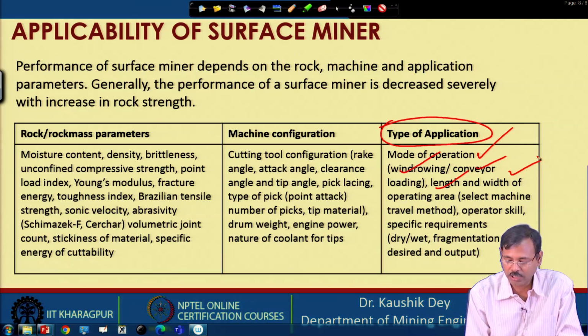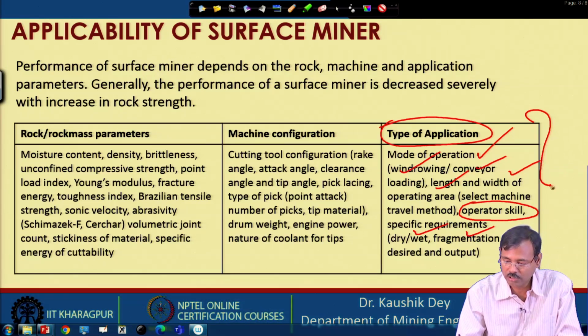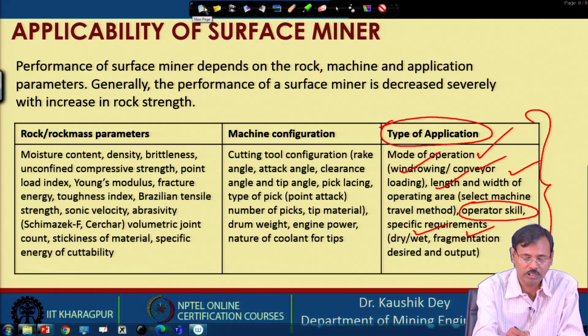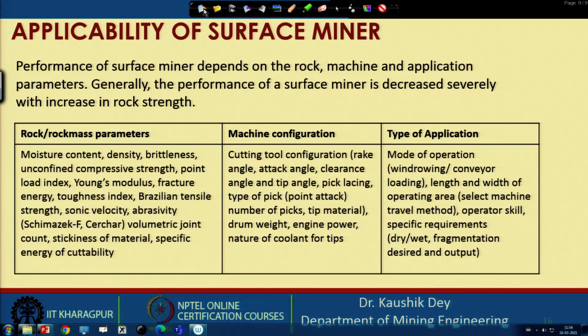Length and width of the operating area: if you provide more length, then the performance will increase. Operator skill: a skilled operator can negotiate the depth of cut very well, and that is why proper utilization of the machine can be carried out. And specific requirements, like dry weight and fragmentation required, depending on the pick lacing, have to be met. So, these are the important parameters the user has to control at his end to achieve the desired performance from a surface miner. This is very important and should be controlled.